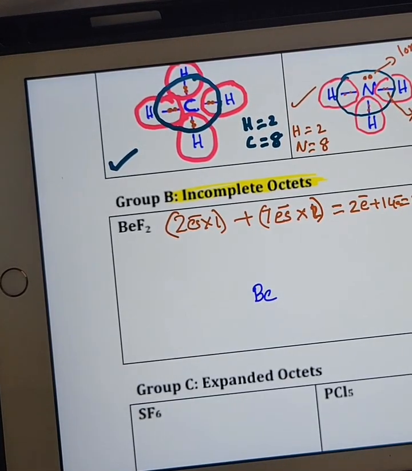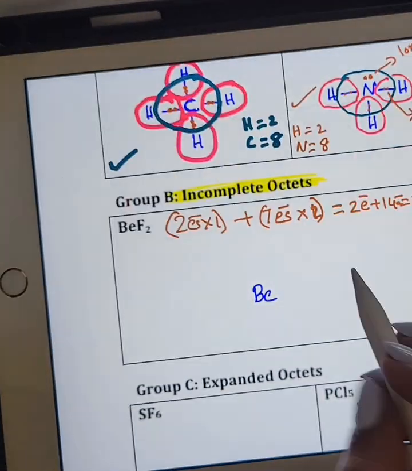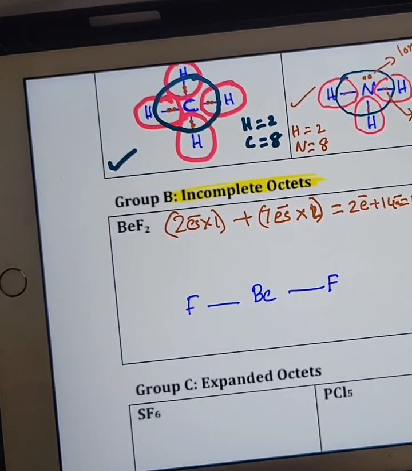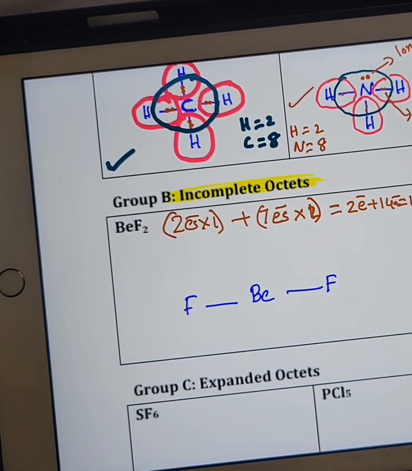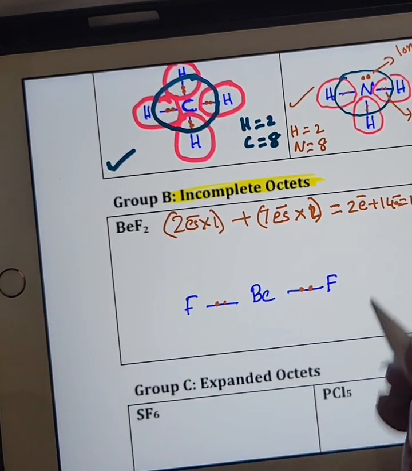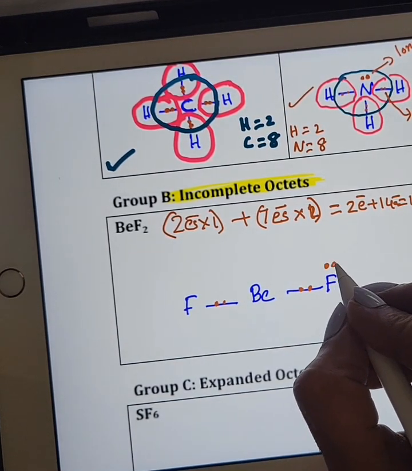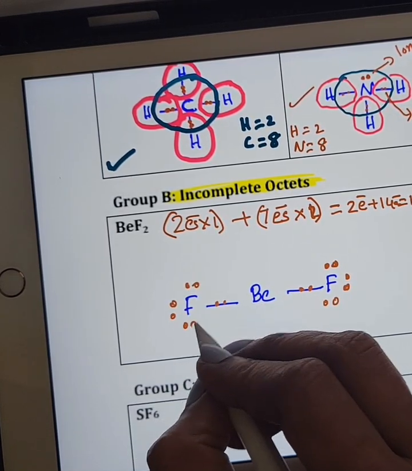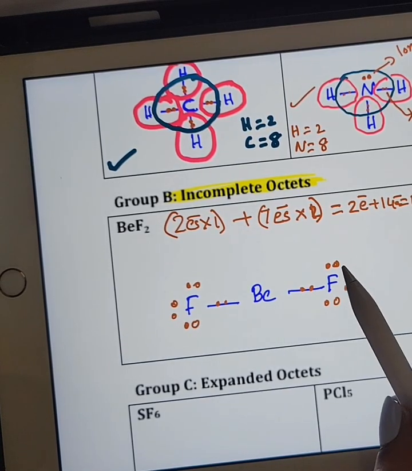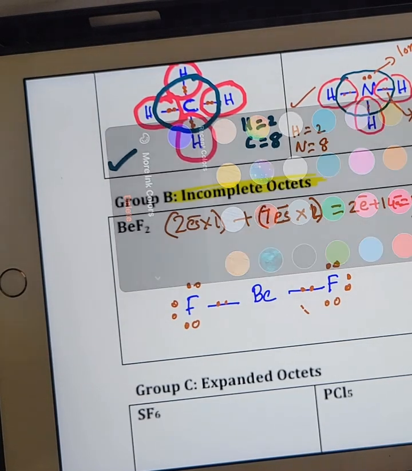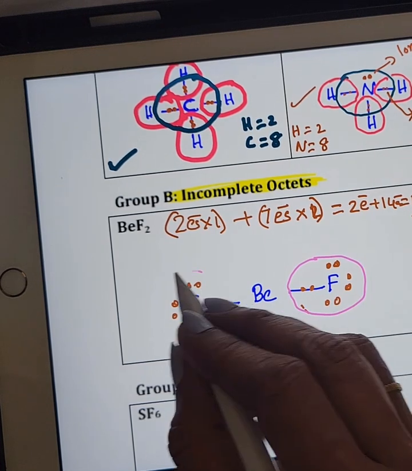Okay, now we have beryllium as the central atom. And there are 2 fluorine, so write fluorine, draw the line. Okay, so we have 16 electrons. We know that there are only 2 electrons here, 2 electrons here. So fluorine needs 6 more. So I'm going to give 1, 2, 3, 4, 1, 2, 3, 4. So 6. Now check. We used all the electrons. We used 8 here, 16. We don't have anything remaining. Now I'm going to check. Fluorine is happy. Yes, this fluorine is also happy.